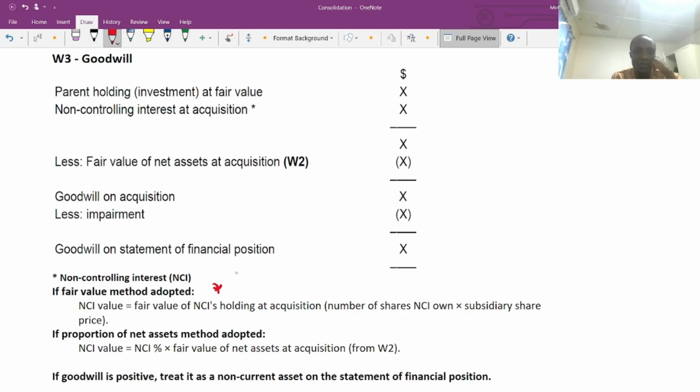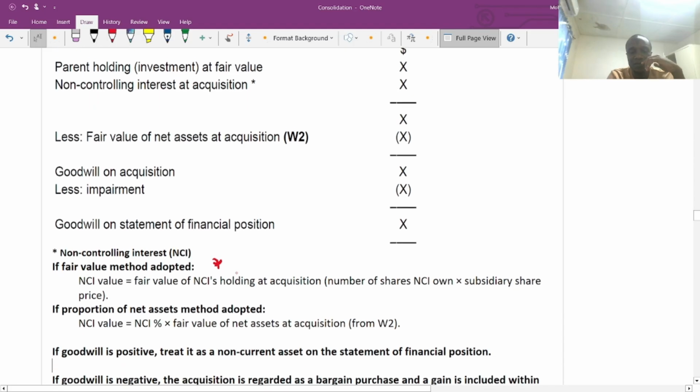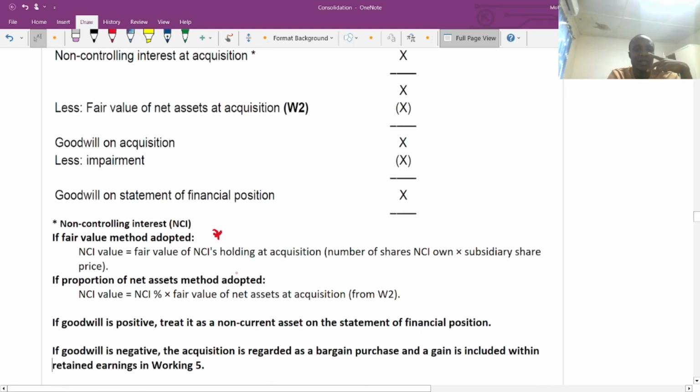But if we are going to use the proportionate net asset method, then the NCI equals the NCI percentage multiplied by the fair value of the net asset at acquisition. Simple, from working two. Don't worry about it. We're going to look at it separately. Now, you need to worry about how we can account for the goodwill.